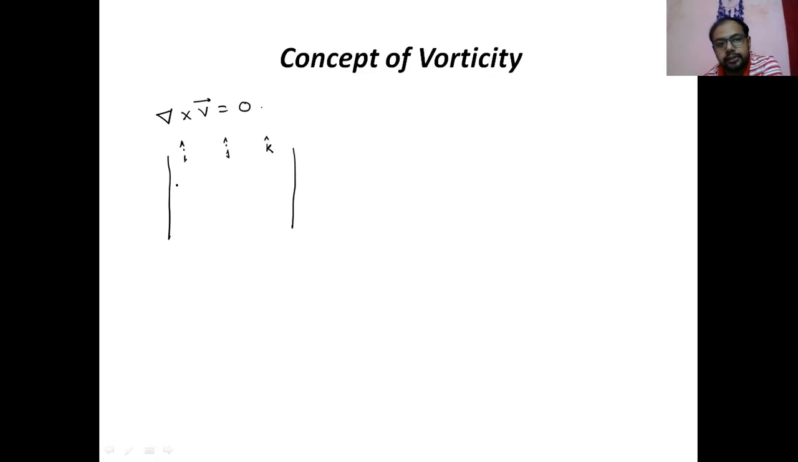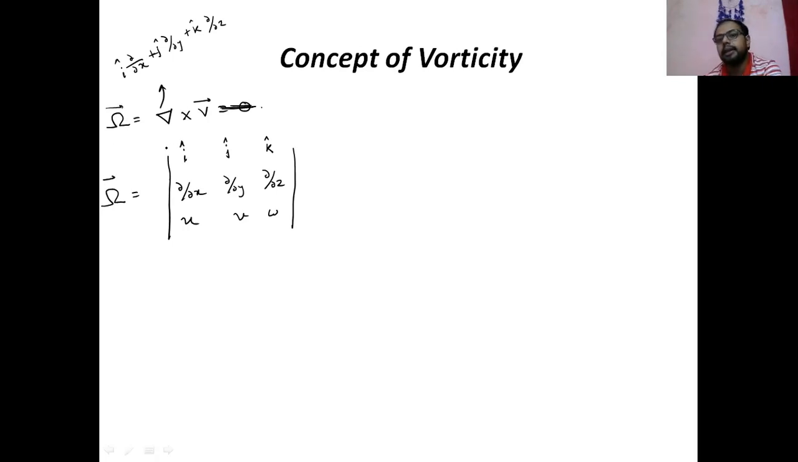i, j, k, del/del x, del/del y, del/del z. Because this vector is already, if you remember, the del operator. And V is u, v, w. This is the, sorry, it's not 0. It is 0 for the vorticity vector.